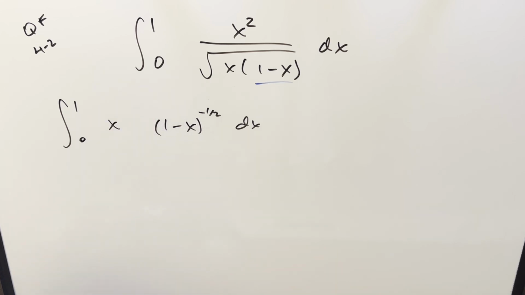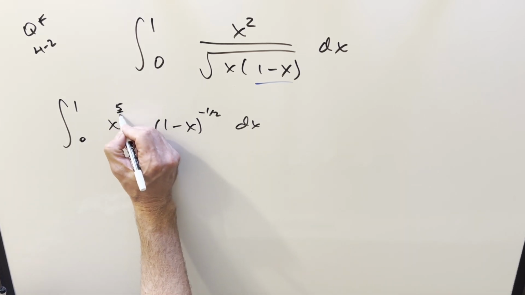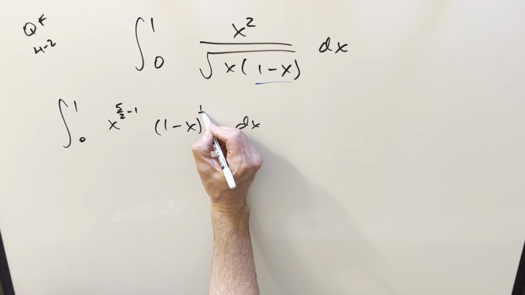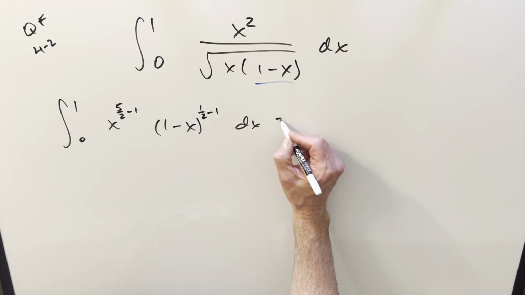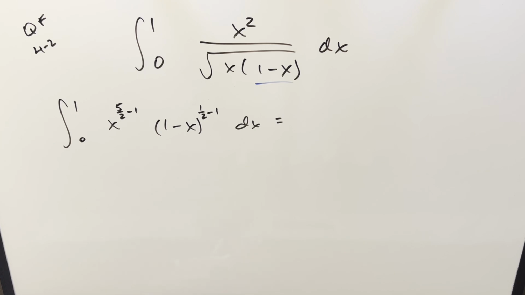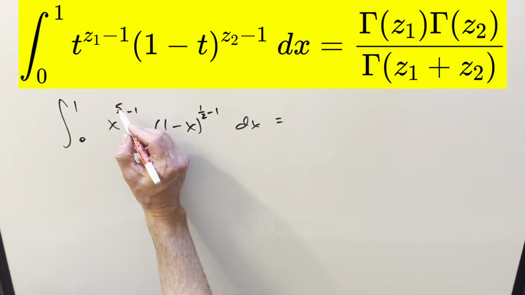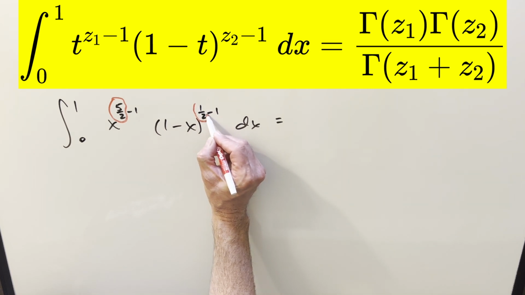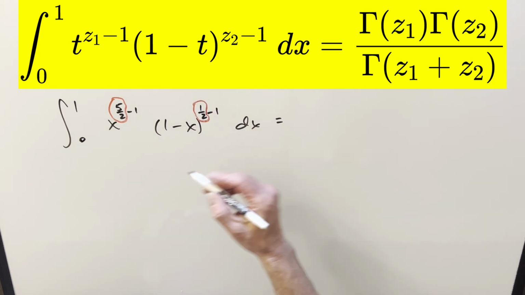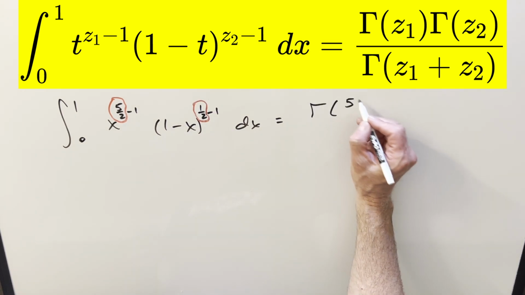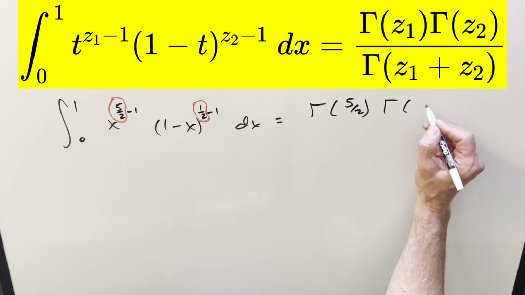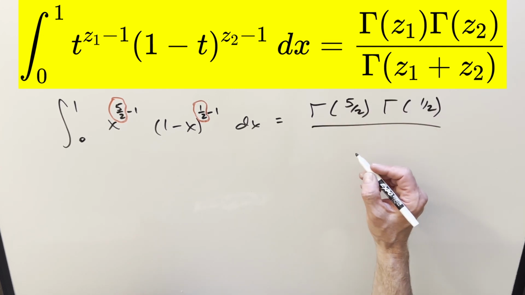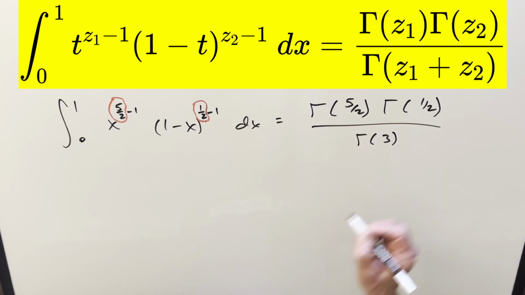So for 3/2, I can write it as 5/2 minus 1. For 1/2, I can write it as 1/2 minus 1. And then it's perfectly set up to use the beta function. For the beta function, we're going to have our inputs into this here and here. And so we go to our solution, and what we're going to have is gamma of 5/2 times gamma of 1/2 over the sum of these two inputs, which is going to be a 3. So we're going to have down here gamma of 3.